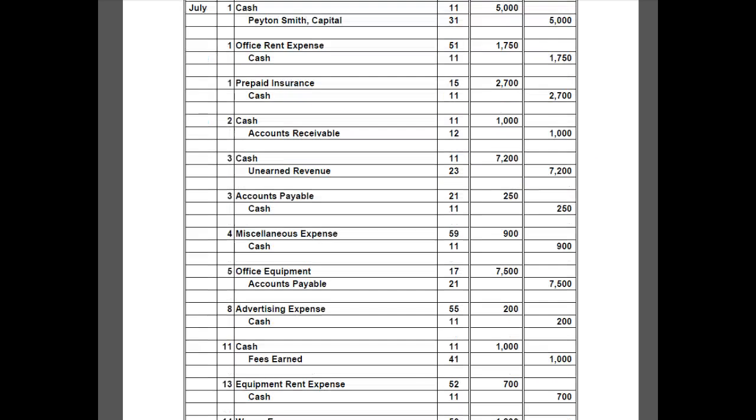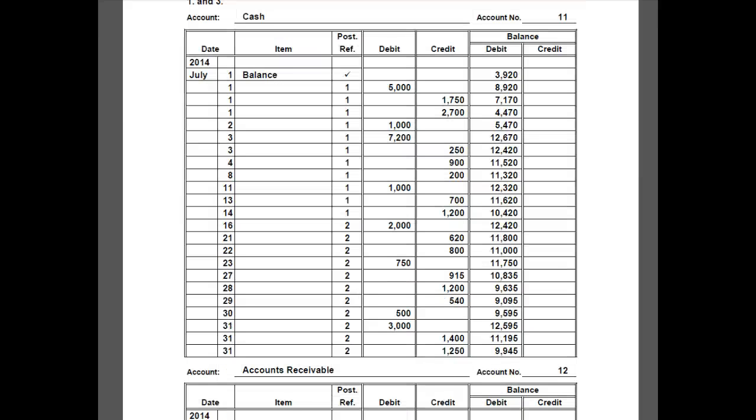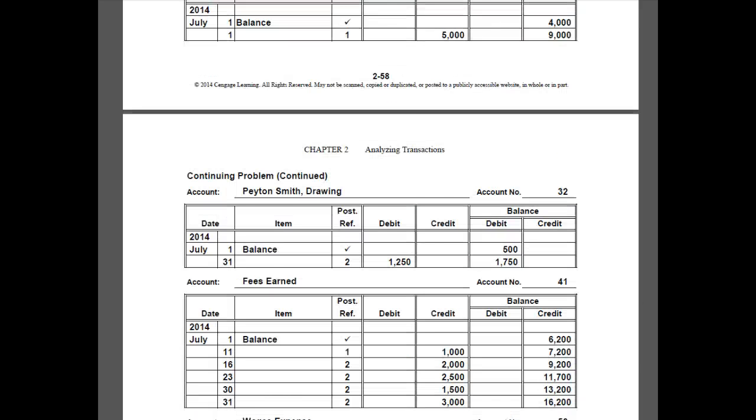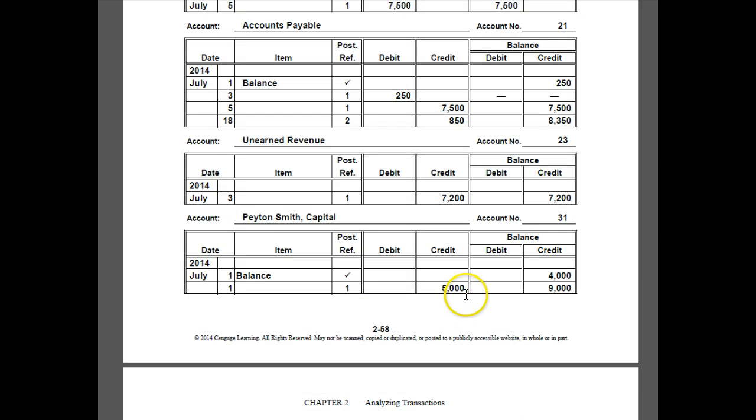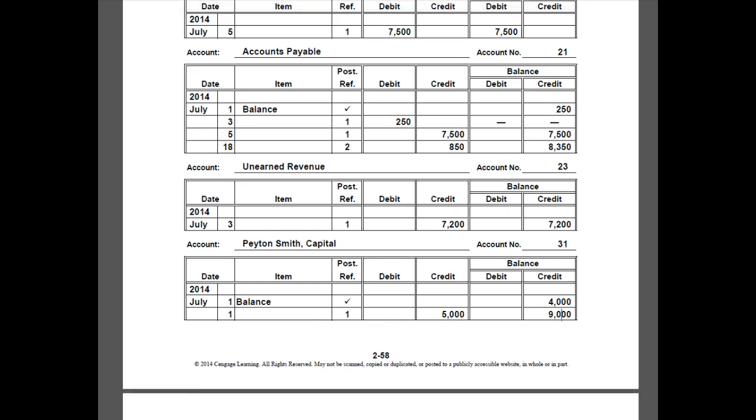So if I have debited my cash in the general ledger, I better have also credited my capital account, which I did. I credited it right here. This also had a balance of $4,000 to begin with. So once I've credited here, I'm going to complete that, and now I've added that to that credit. So now I have a balance of $9,000 in this account. And that's how all of these are laid out.